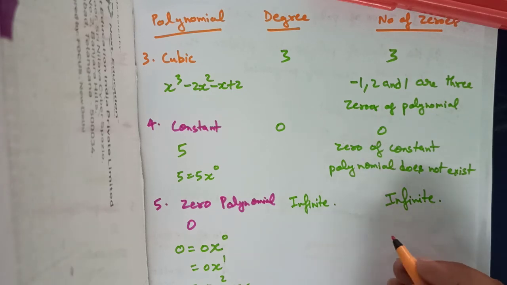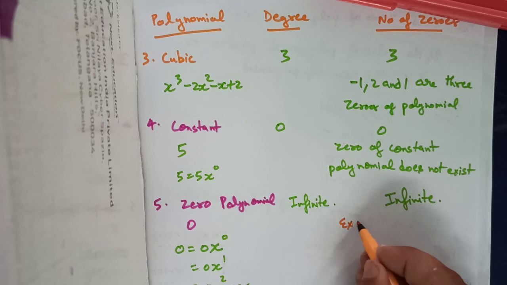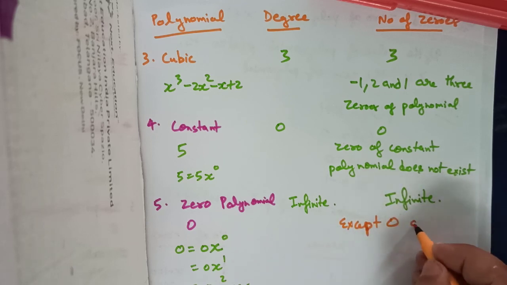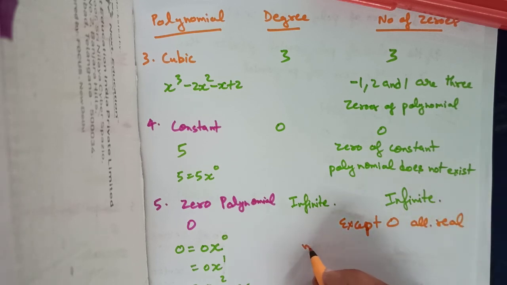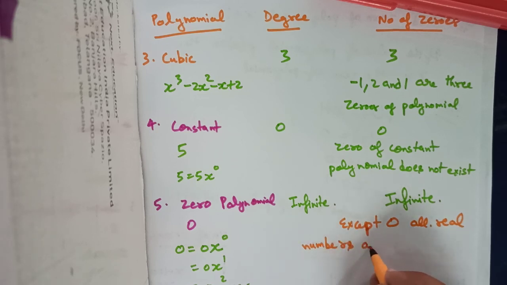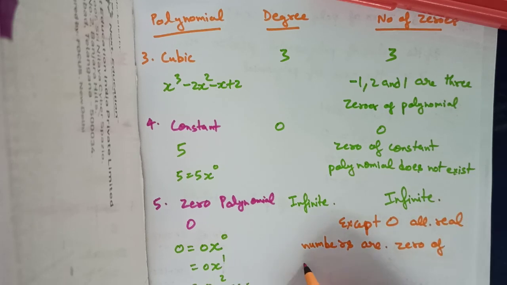Okay, an infinite number of zeros. All real numbers, every real number, is a zero of the zero polynomial.